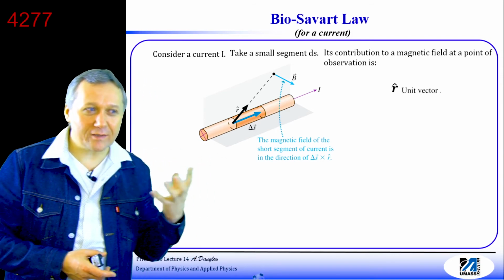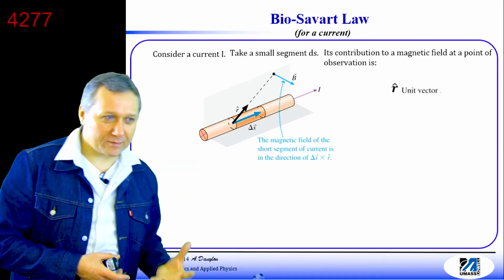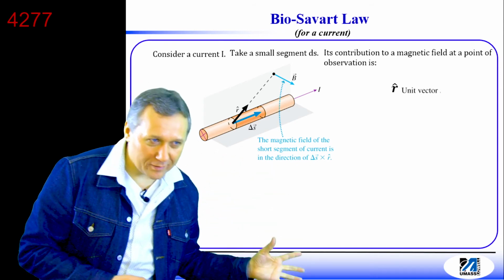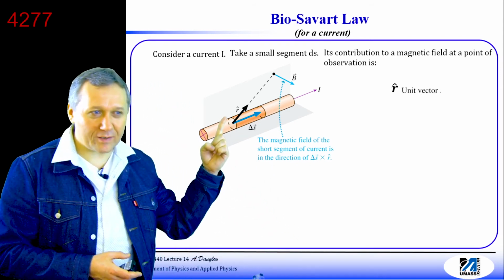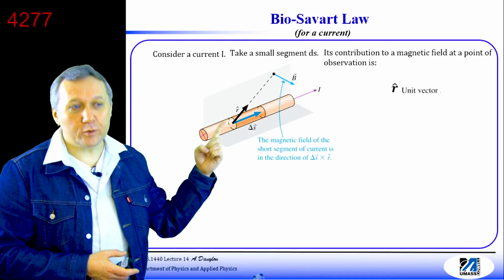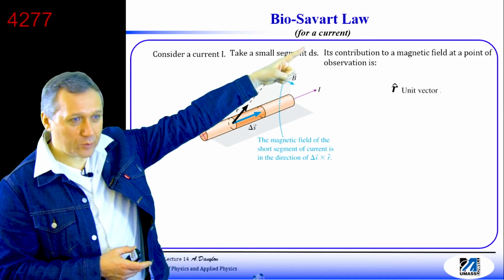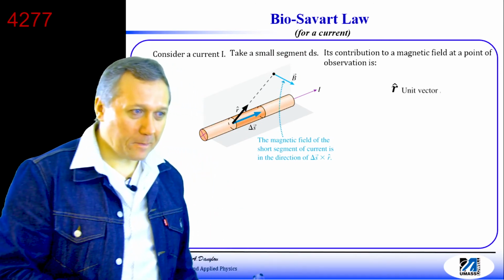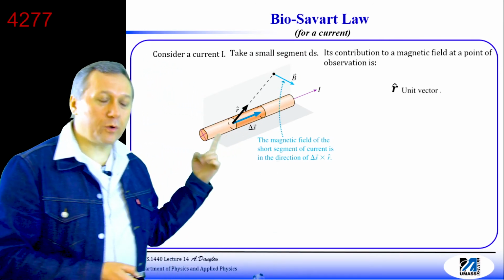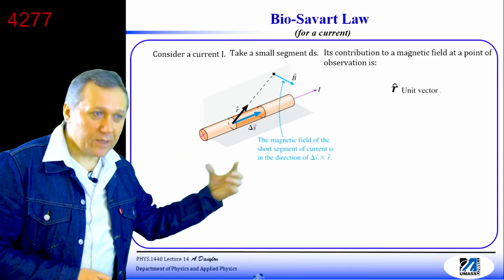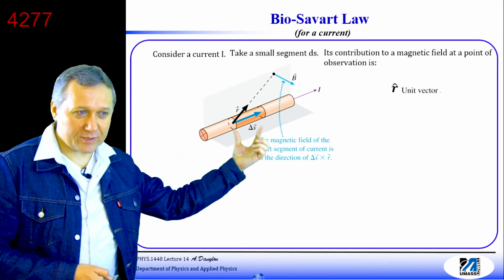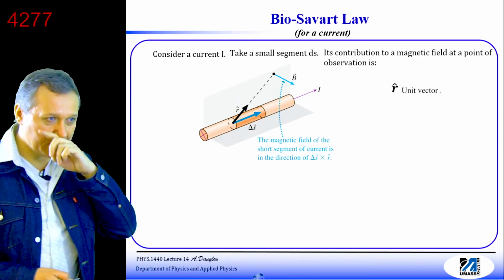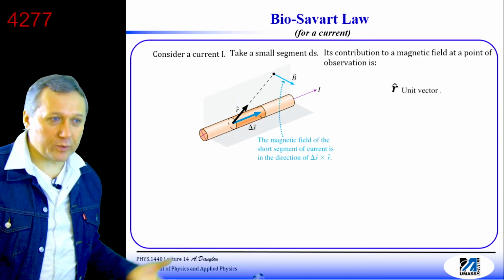We introduce this vector for the sake of convenience, right? Its goal is just to give us a direction. The magnitude is 1. So the role of this vector is to show us the direction to the point where we want to find the magnetic field. That's it, right? And of course, we will also need to know the distance from this infinitesimally small segment to the point in question, to the point where we want to find the magnetic field. Okay, that's what we need to know.